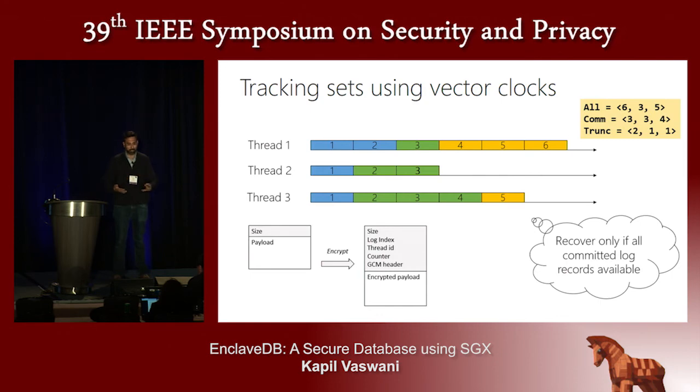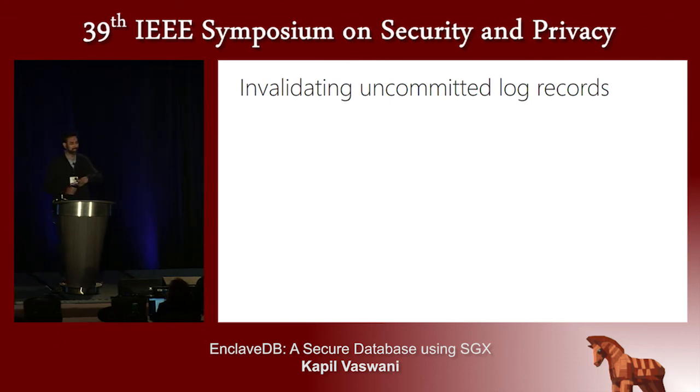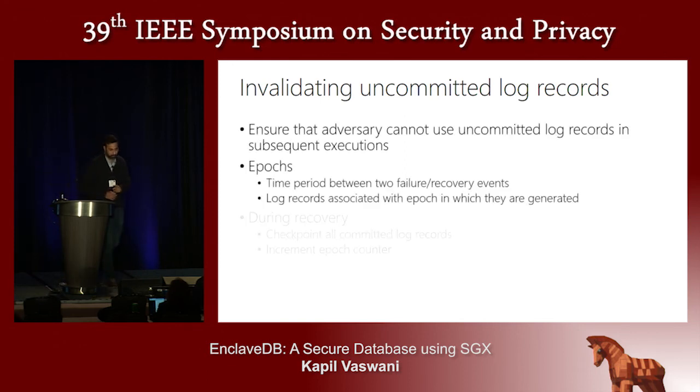So we don't expect all the uncommitted ones to be there, but at the very least, we expect that all committed log records must exist in the log. We also have a scheme for invalidating all the log records that were uncommitted so that an adversary cannot reuse them and launch attacks by reusing previously uncommitted log records in later executions. But again, I'll skip this for the lack of time.